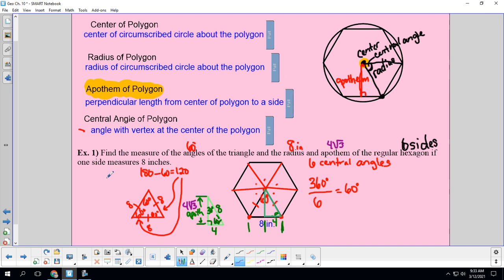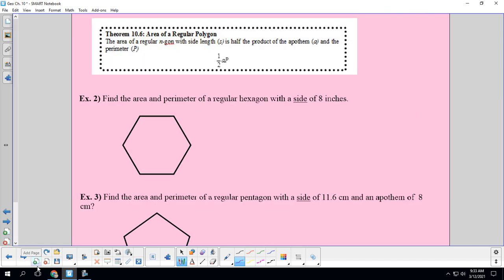Okay, and we just go back and make sure we answer the question. Find the measure of the angles. We did there, 60 of this little triangle. And the radius, which is from here to here, we did, it's 8. And the apothem, which is from here to here, we found is 4 root 3. Of the regular hexagon, if one side measures 8 inches. So we are only given the side, and we were able to find all that information. So incredible. Okay, next topic.